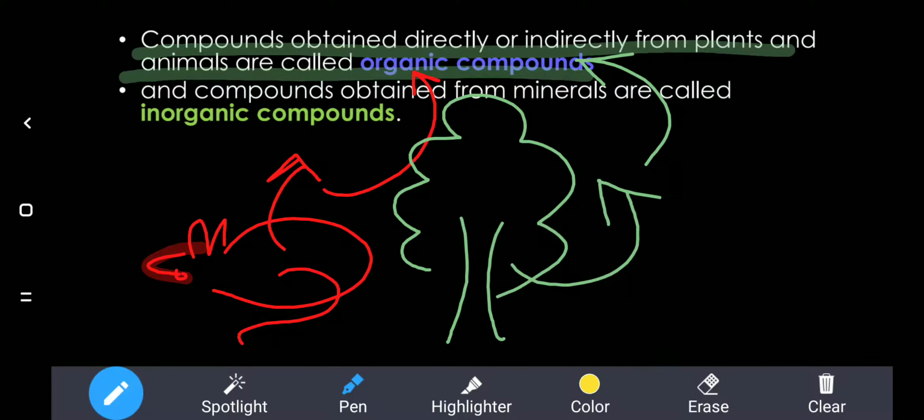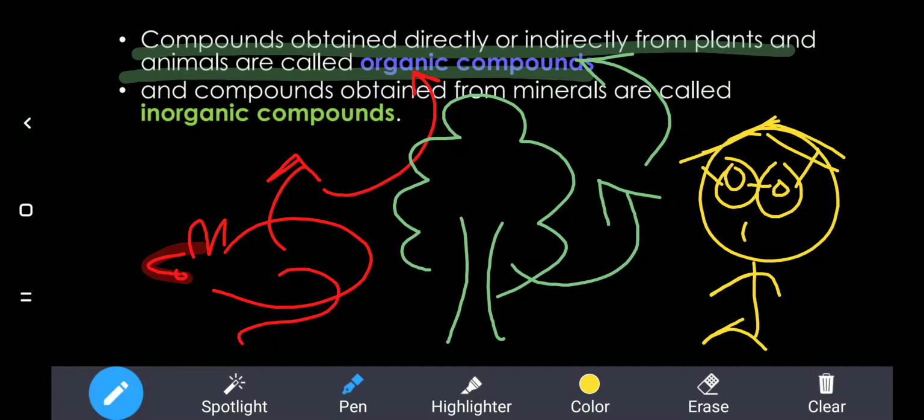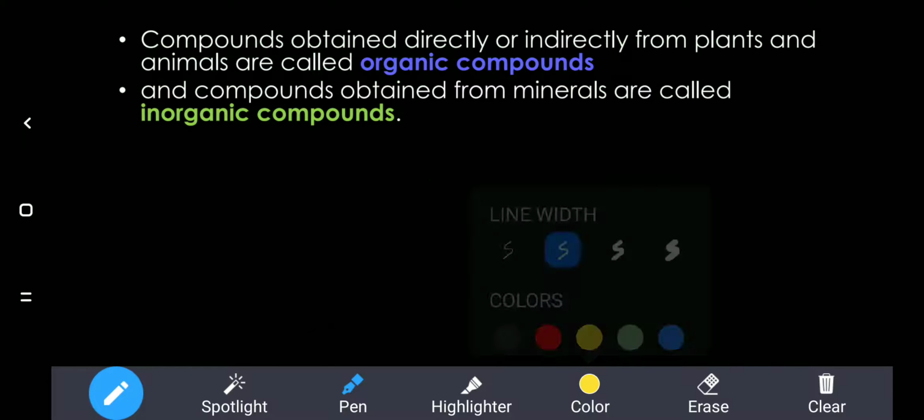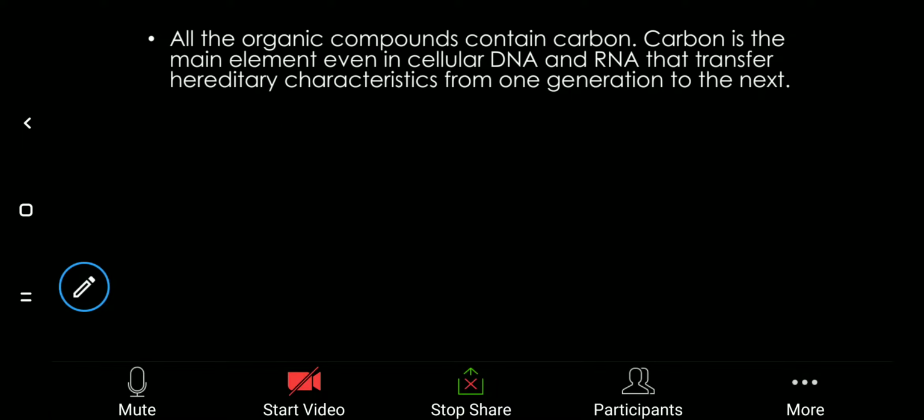If I have a human being, and I take some compounds out of it, they are going to be called organic compounds. So the compounds which are obtained directly or indirectly from plants or animals are called organic compounds. And there are certain other compounds called inorganic compounds which are obtained from minerals. Everyone knows what minerals are. So when you get certain compounds from minerals, we call them inorganic compounds. They are not obtained from living organisms.